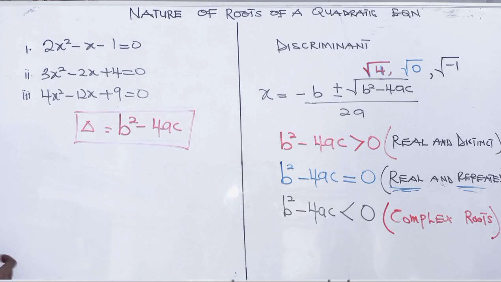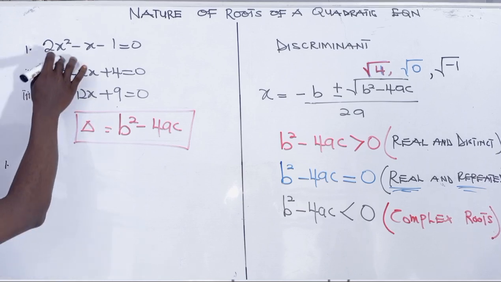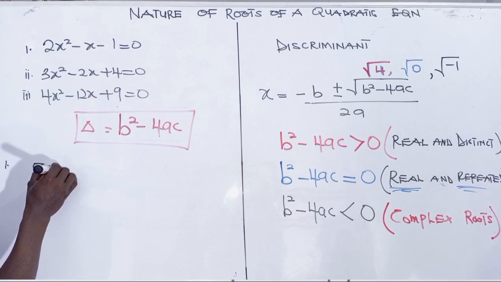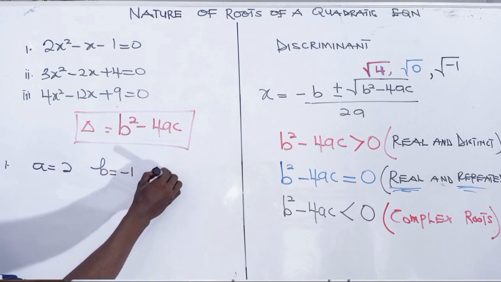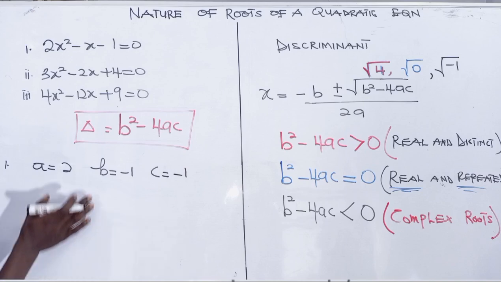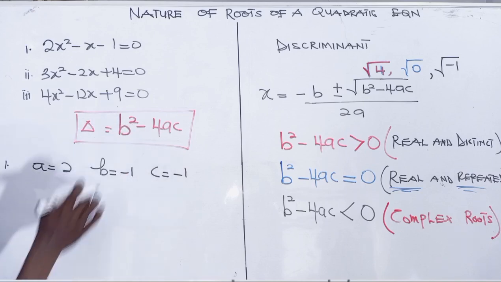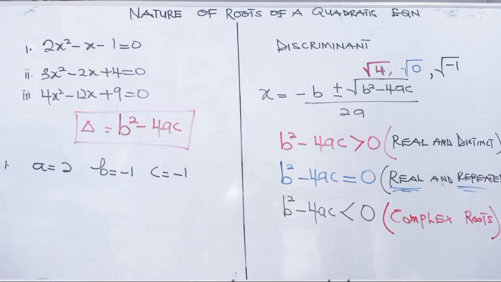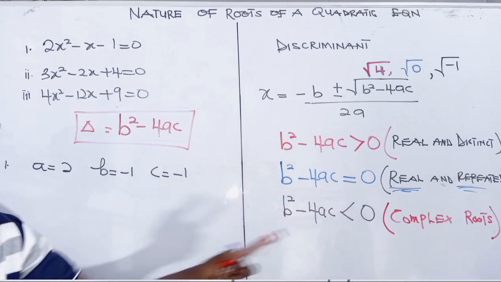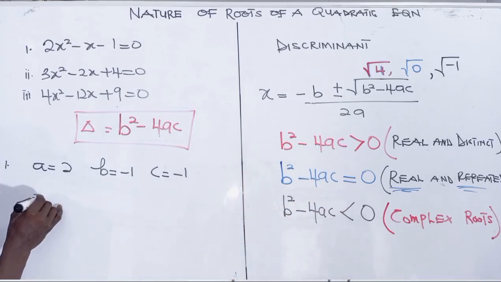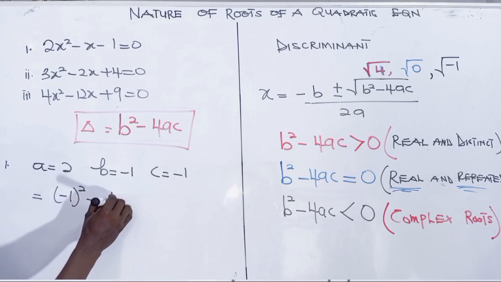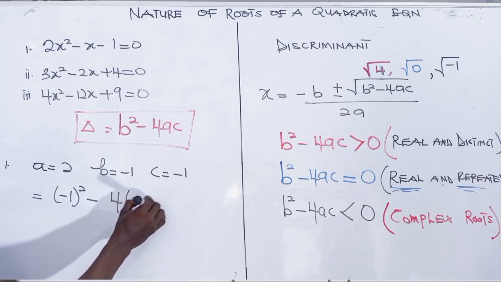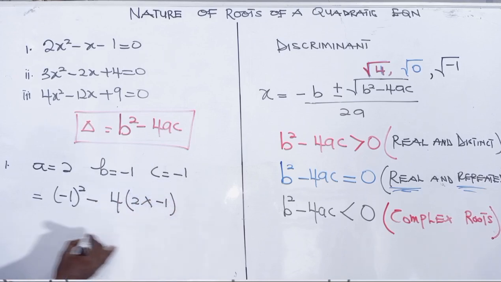So let's start with the first one, I. So from here, our a is equal to what? 2, our b is equal to -1, and then our c is equal to -1. We are just going to substitute this into the discriminant to determine whether it is going to be greater than 0, equal to 0, or less than 0. So from here, just substitute this into the discriminant. Our b is equal to -1, all squared, we have minus. Our a is what? 2, our c is -1.